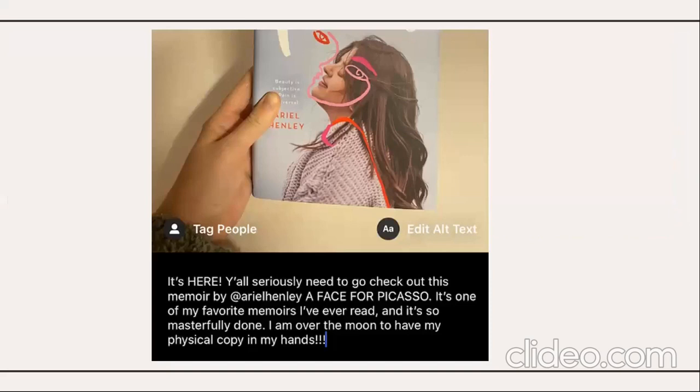Hey, it's here. You all seriously need to go check out this memoir by Henley, A Face for Picasso. It's one of my favorite memoirs I have ever read. It's so masterfully done. I'm over the moon to have my physical copy in my hand. So it's a promotion of a book here.